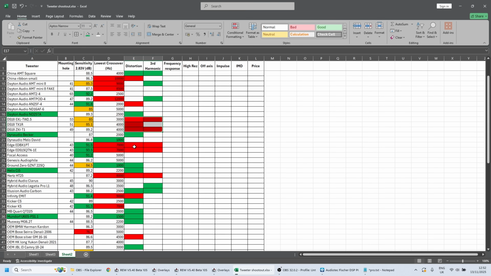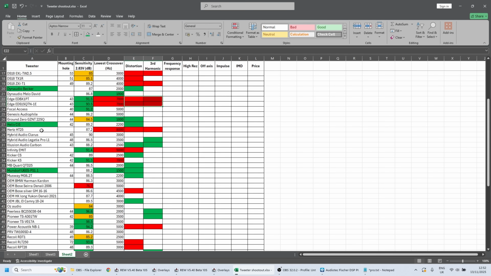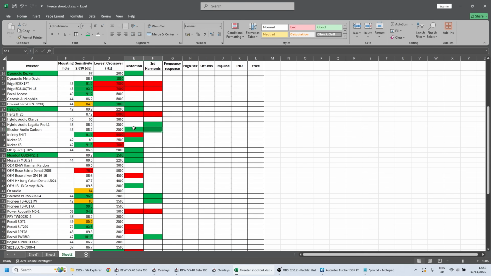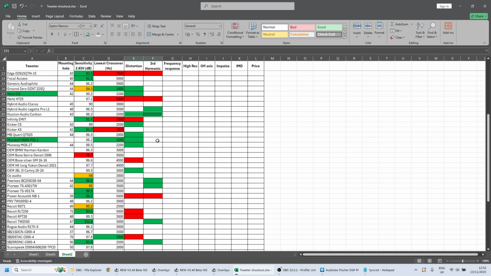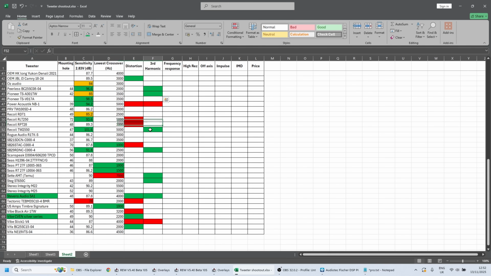Edge, both bad. Hertz, both bad. Illusion Audio, it is a good tweeter. The problem is that one of them is burned. I have a pair, they're mine, but one of them is burned and one is okay. So it would be nice to have the second one. A Pioneer and Peerless. Recoil, surprisingly. SB29, okay. Stevens Audio, very good distortion and very good third harmonics. And Vibe Slick on the opposite: bad distortion, bad third harmonics.